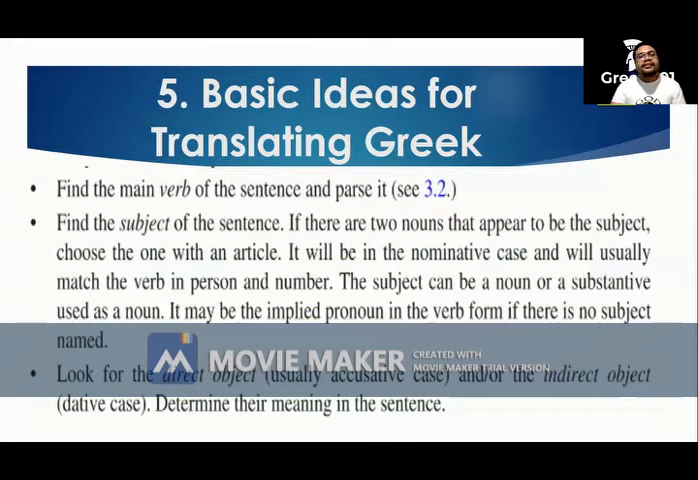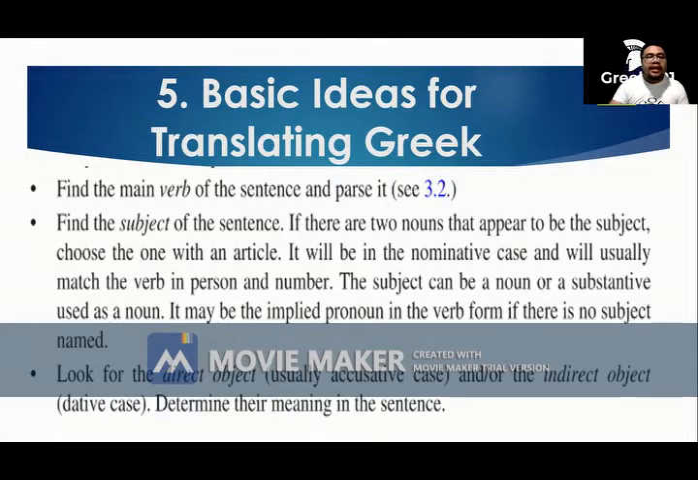The second one is find the subject of the sentence. If there are two nouns that appear to be the subject, choose the one with an article. For the masculine, the ho; for the feminine, the he; and for the neuter, the to. It will be in a nominative case and will usually match the verb in person and number. The subject can be a noun or a substantive used as a noun. It may be an implied pronoun in the verb form if there is no subject named.